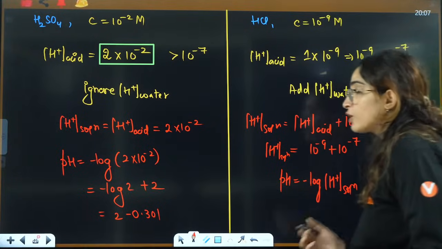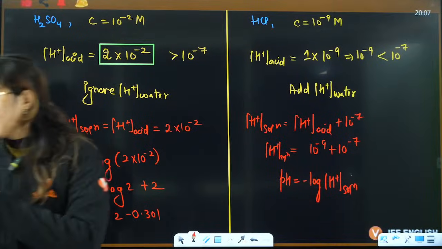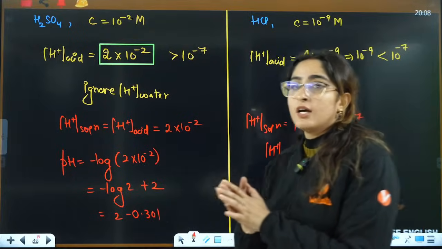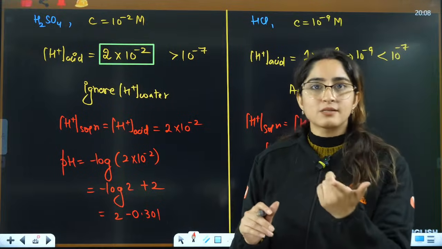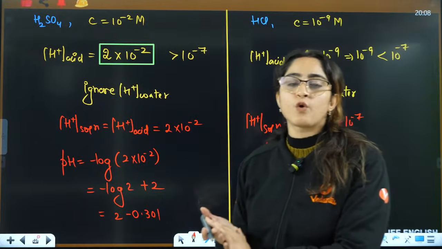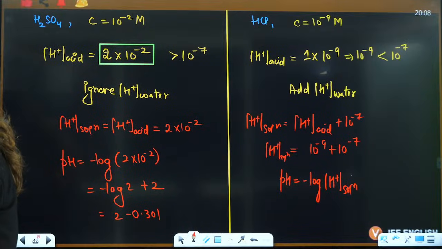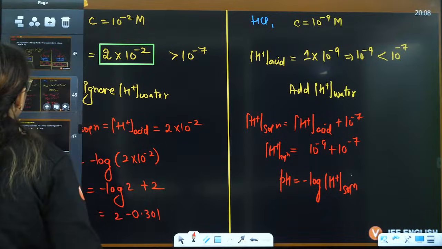That is how your answer can change, right? Now you should be clear about where to add H positive from water and where not to add. First, after multiplying with the basicity, see if the H positive concentration is greater or less, right? Understood? Tell me guys if you have any problem here.